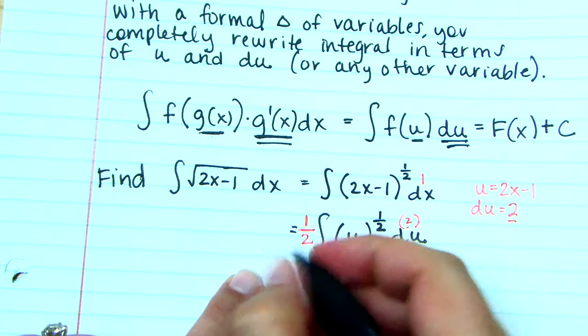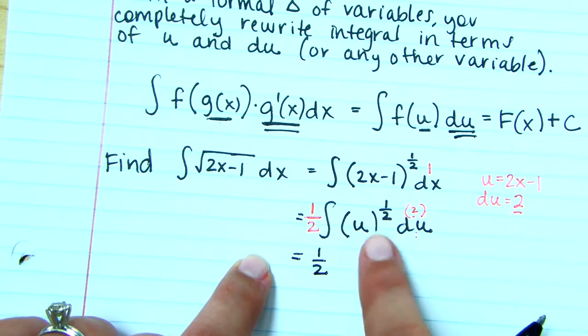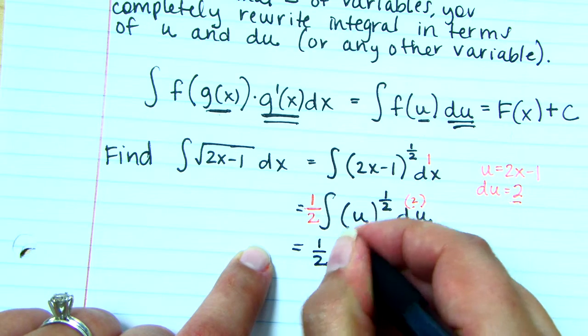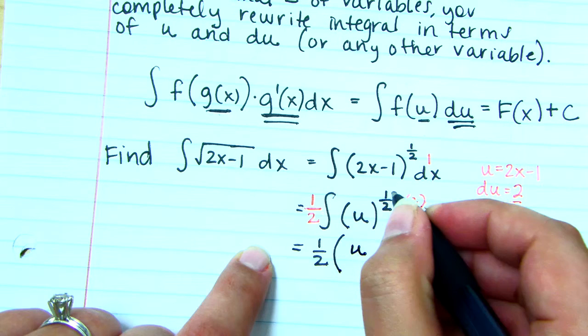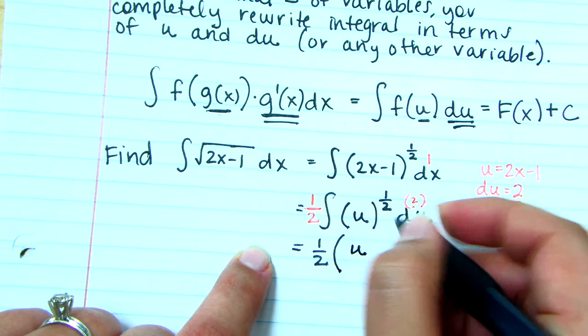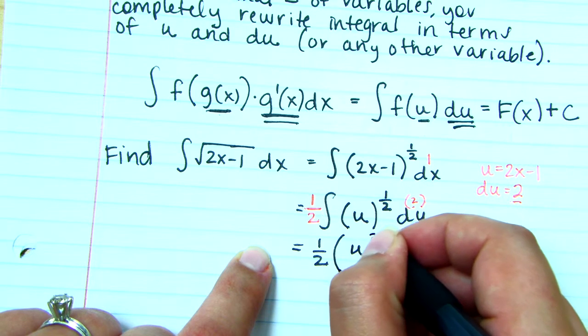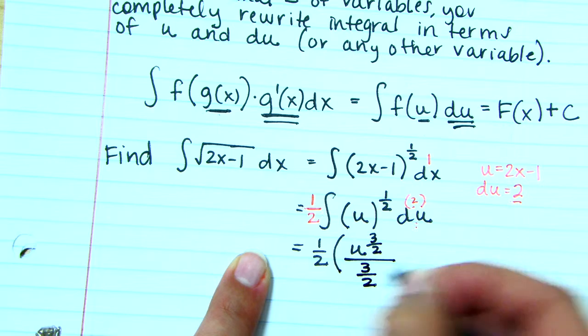At that point, I'm going to leave the 1/2 on the outside. I'm going to integrate u to the 1/2, which is square root of u, but using our power rule, I'm going to go up a power, so 3/2, and I'm going to divide by my new power.